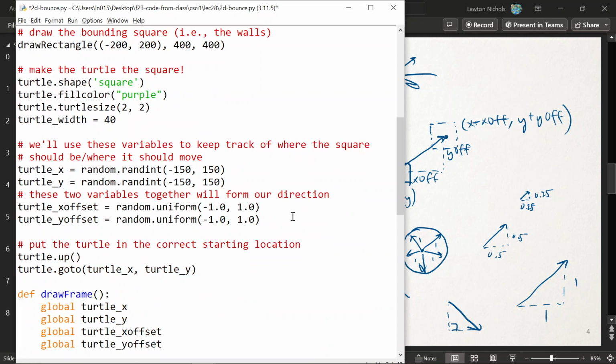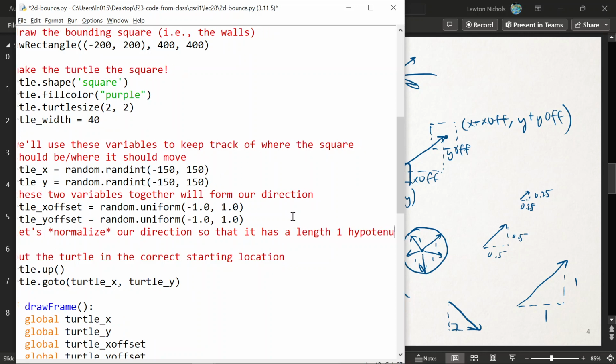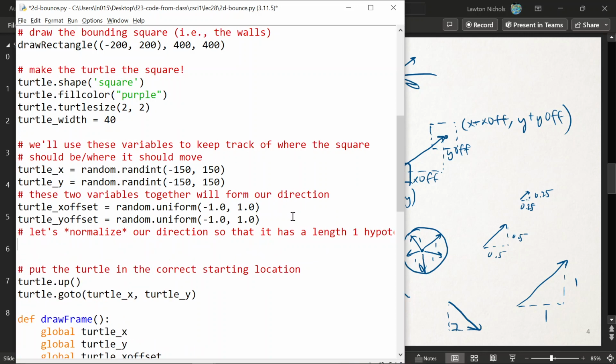So let's normalize that offset, so no matter what, it's going to go the same amount each time. Let's normalize our direction so that it has a length 1 hypotenuse. All right, so let's figure out the length of that hypotenuse right now. This is a, this is b. It's going to be the square root of a squared plus b squared. Remember that? So the direction, hypotenuse, length.